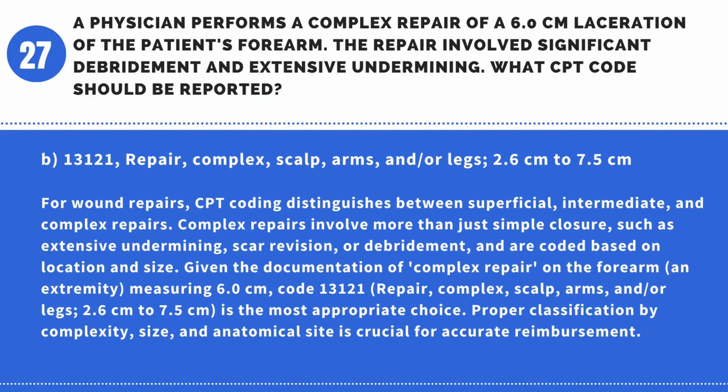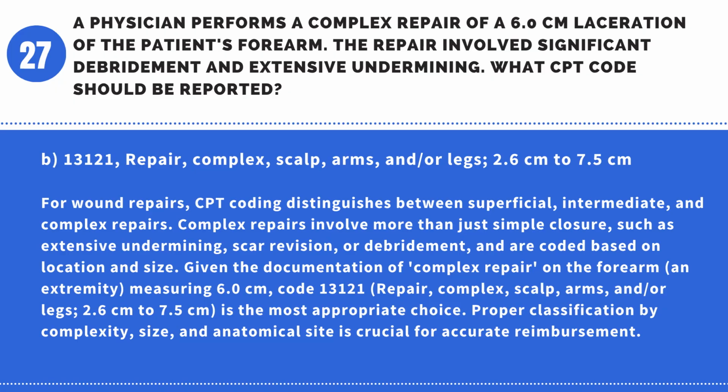Answer. B. 13121, repair, complex, scalp, arms, and/or legs, 2.6 centimeters to 7.5 centimeters. Explanation. For wound repairs, CPT coding distinguishes between superficial, intermediate, and complex repairs.